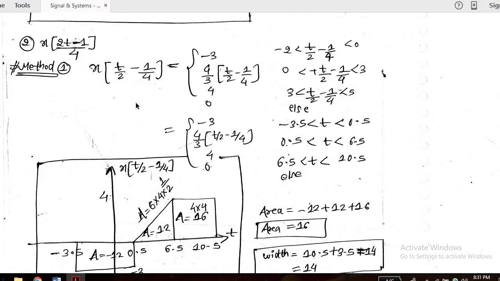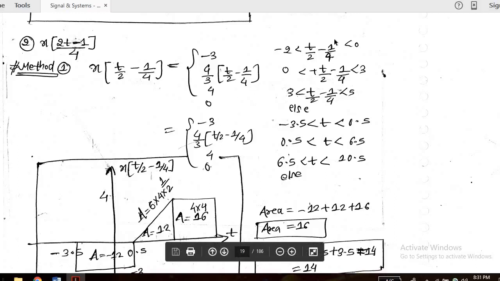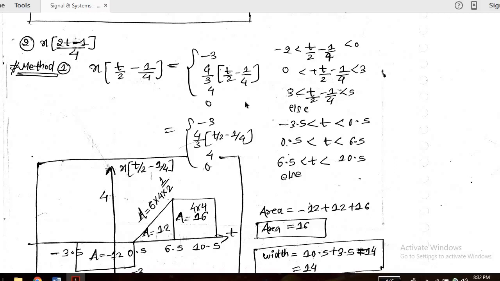Another method is, instead of directly changing from the figure, you can reverse the approach from the mathematical equation. So method one is x of 2t minus 1 by 4. If you want to find it, we know the limits for x of t: x of t is minus 3 for minus 2 less than t less than 0, 4 by 3 into t for 0 less than t less than 3, 4 for 3 less than t less than 5, 0 elsewhere.